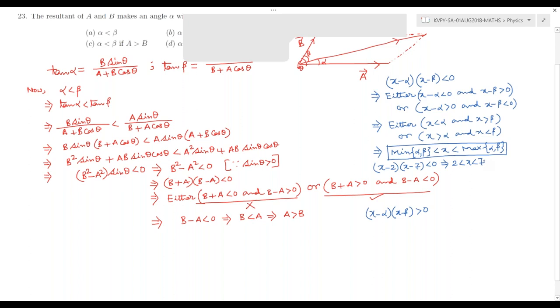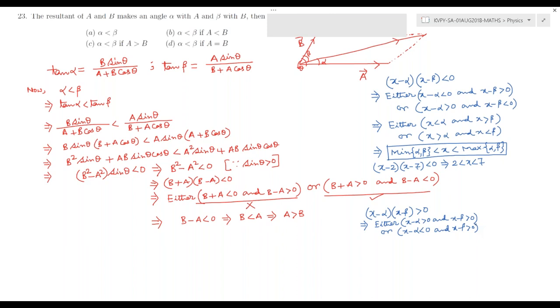I'm coming back to the question. So this implies what? This implies either the product of two quantities can be greater than zero, either x minus alpha is greater than zero and x minus beta is greater than zero, or x minus alpha is less than zero and x minus beta is less than zero. Because if both the quantities are positive, then the product is positive, or if both the quantities are negative, then their product is also greater than zero.